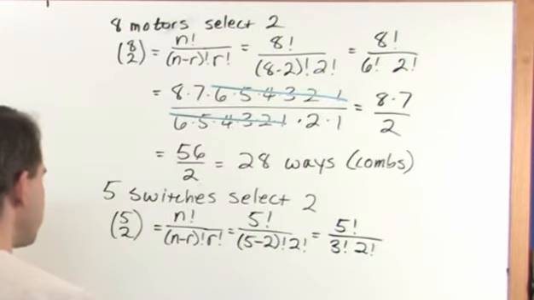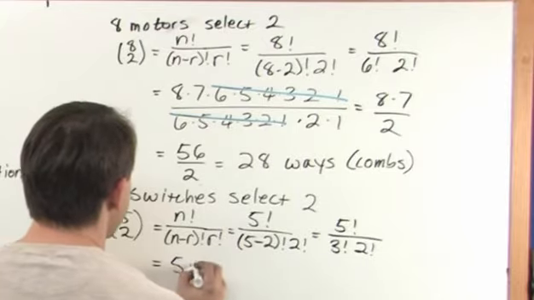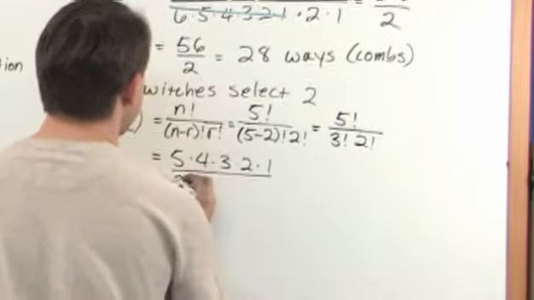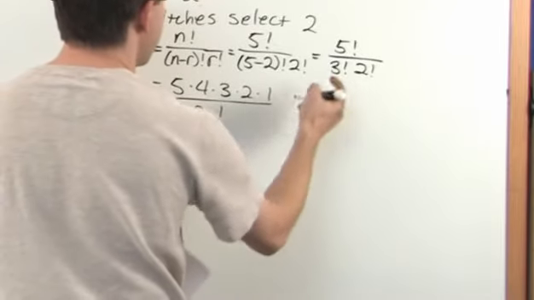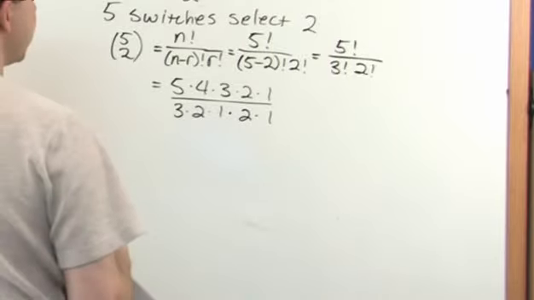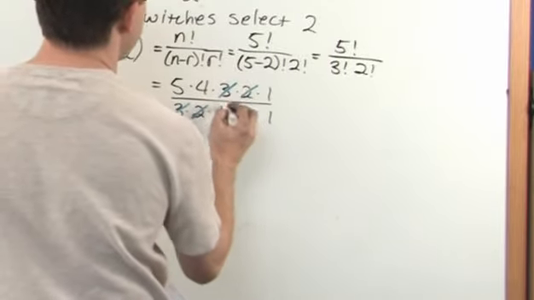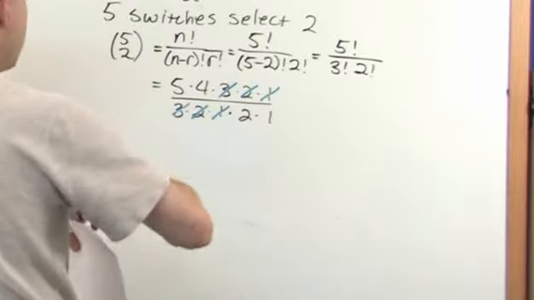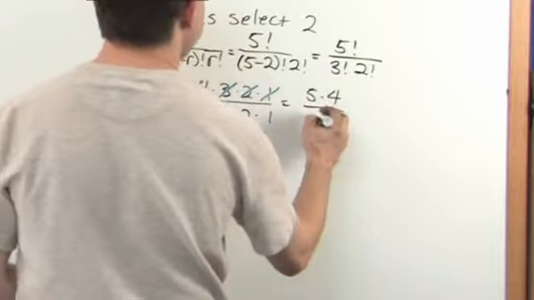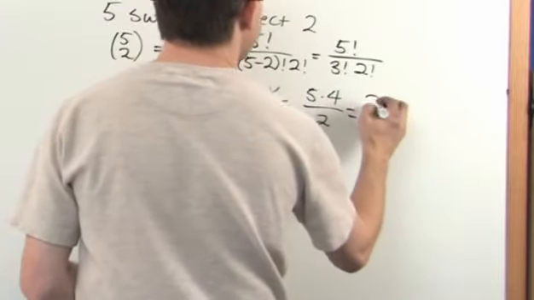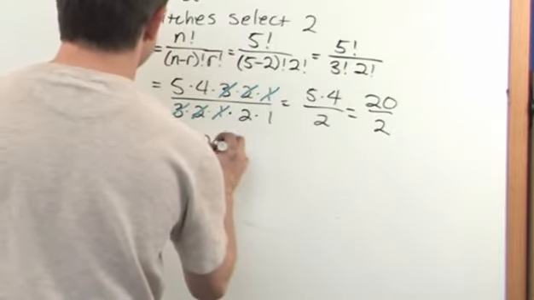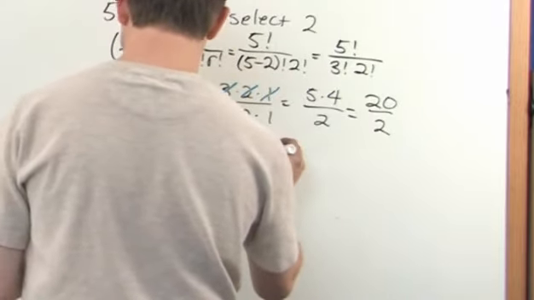So really all you're going to have is 5 times 4 times 3 times 2 times 1. And on the bottom, 3 factorial is 3 times 2 times 1, times 2 factorial, which is 2 times 1. So really the 3 cancels with 2, cancels with 1. On the top, you're going to have 5 times 4 over 2 times 1. 5 times 4 is 20 over 2. So it's going to be 10 ways or combinations.